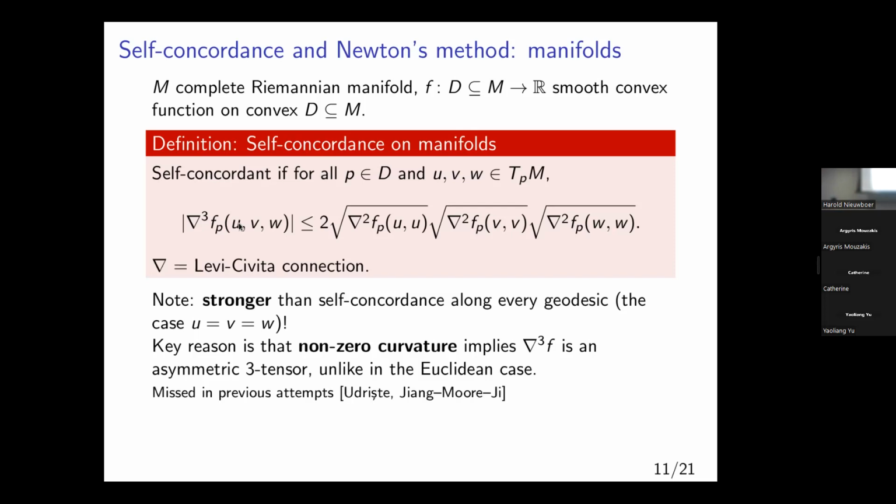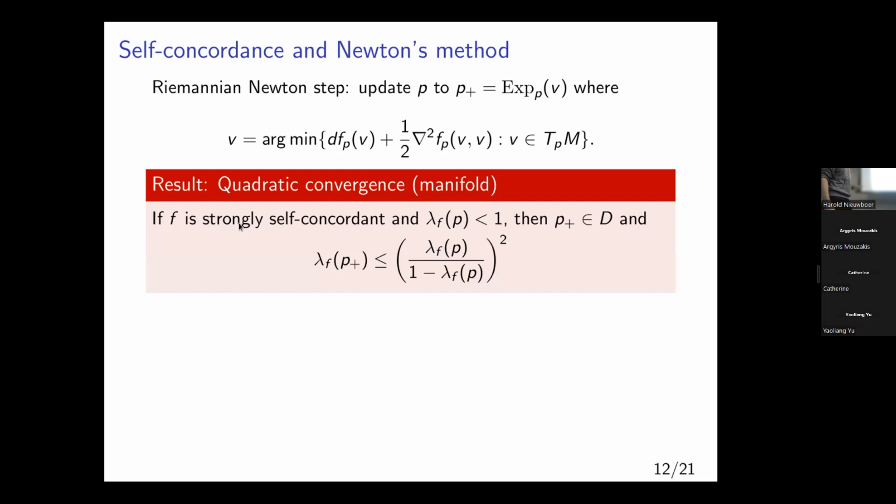Okay, and I have to say here there were some previous attempts at defining a good notion of self-concordance on manifolds, but either they missed this or they just assumed the uuu version, and then you can only prove some weaker results. For instance, this quadratic convergence result, you cannot prove it with just the weaker estimate. It's just not true as stated.